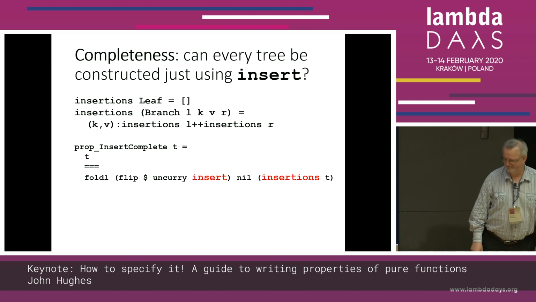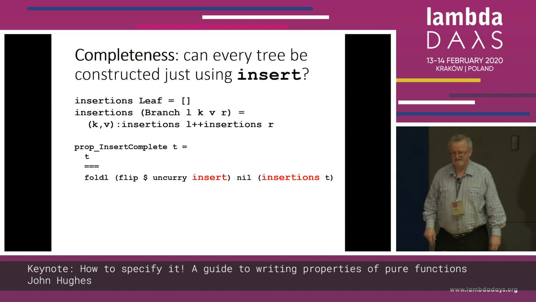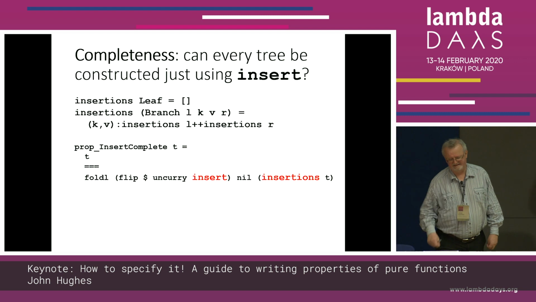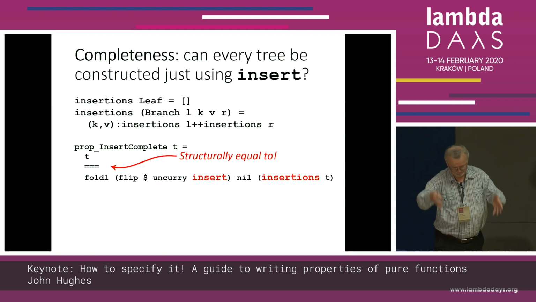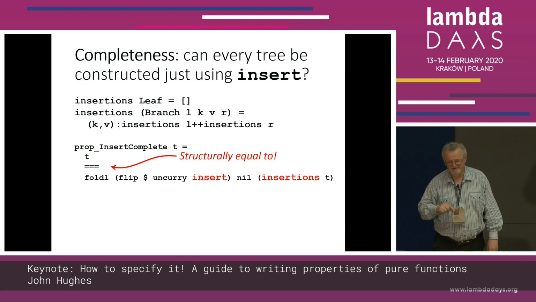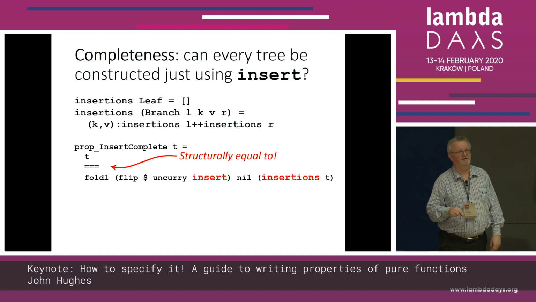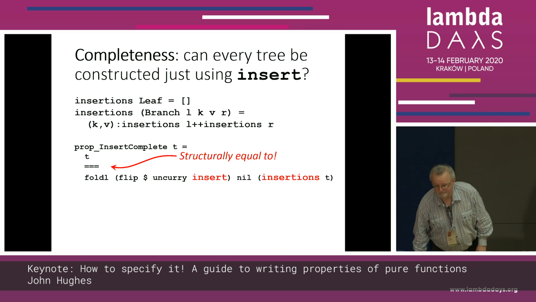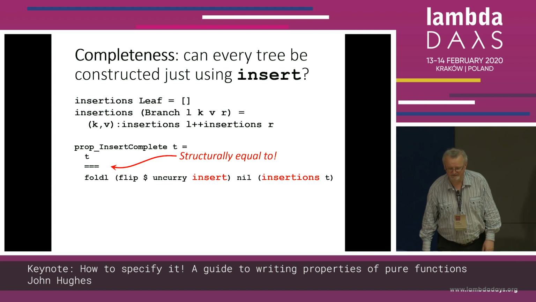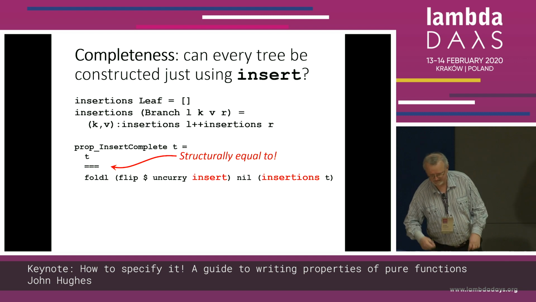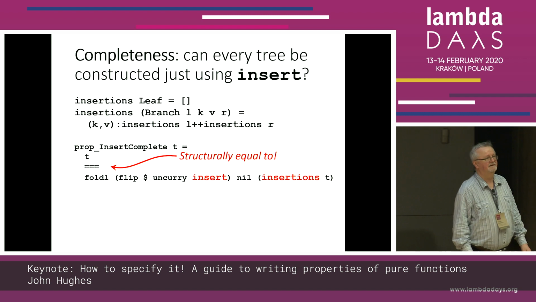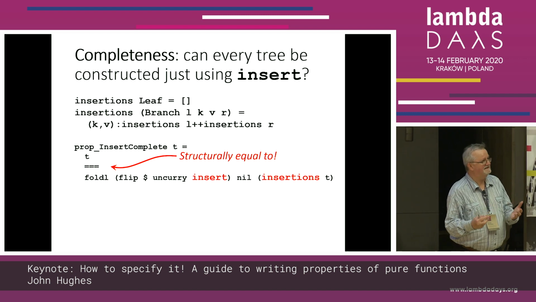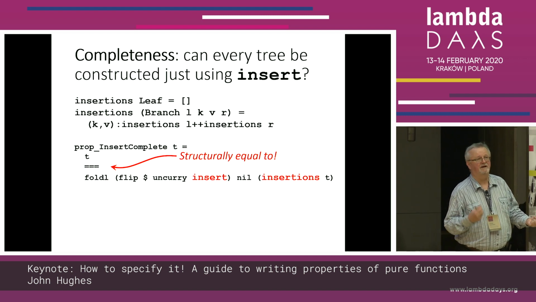I write a property, obviously. Here it is. So once again, this is slightly intricate code, but what it says is any tree can be reconstructed by making this list of insertions and just using insert to rebuild the tree. And here I have to use the structural equality. So that's why I need both these comparison operations. OK. So this property says that every tree can be built only using insert.